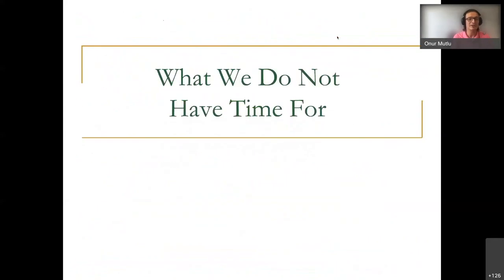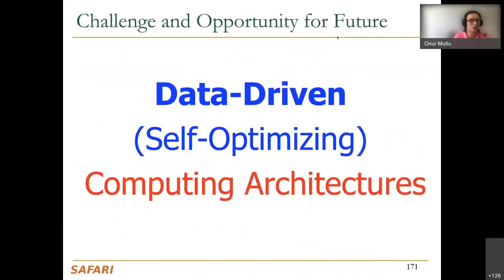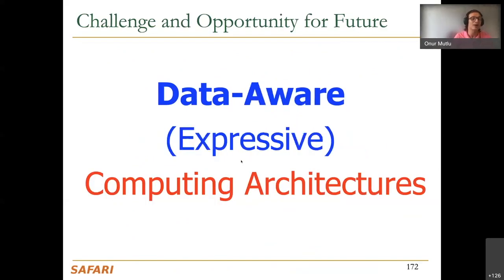So what we definitely do not have time for is the two other aspects of opportunities for the future. We want data-driven, self-optimizing, self-learning, self-growing architectures, self-evolving architectures, if you will. I'm not going to talk about that, unfortunately. We also want data-aware, more expressive computing architectures where the semantic information about data and computation is communicated to the underlying architecture of the system so that we can have a much more efficient system.